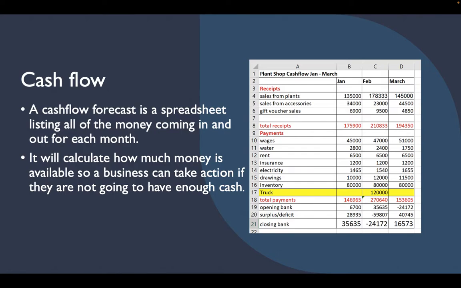Okay, so a cash flow statement. We're going to be doing these in Excel, and quite simple. We just use some little formulas so we can change the numbers as we go along. A cash flow forecast is a spreadsheet listing all of the money coming in and out for each month. And you can use some little formulas to calculate how much money is available so the business knows when they're going to have enough cash or not enough cash to cover the expenses as they come along.